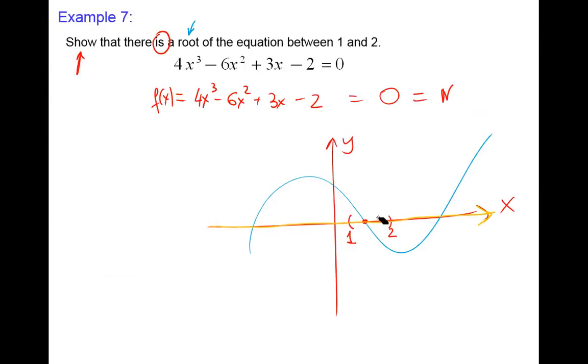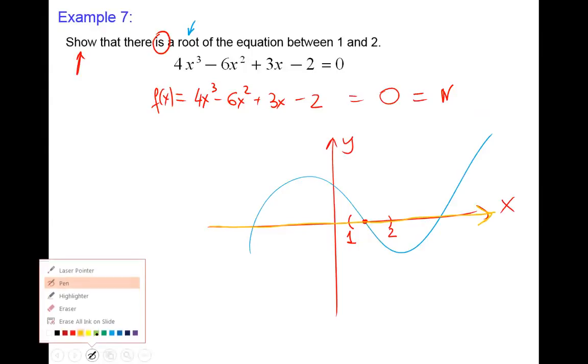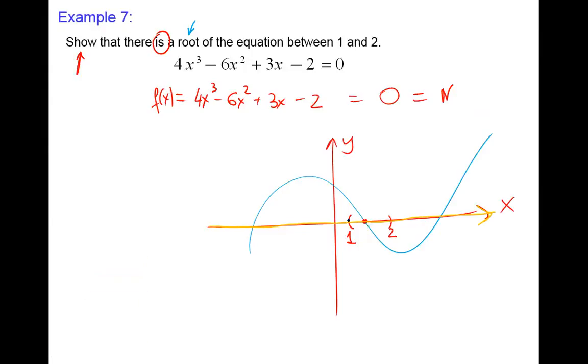What we have to do, in order to have the function intersect the x-axis here, would be nice to have the corresponding value for 1. This is the corresponding value for 1. Let's see this situation. And this is the corresponding value for 2.